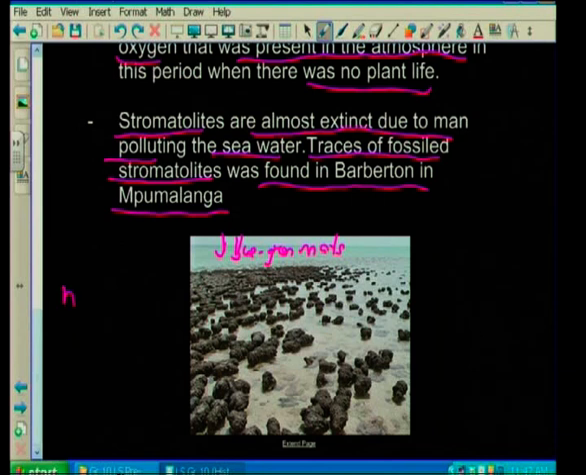Microbial mats. And oxygen is being released into the atmosphere from these stromatolites. We now go to the next definition.